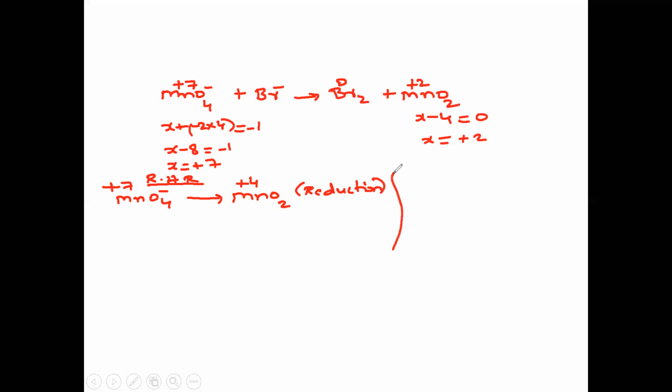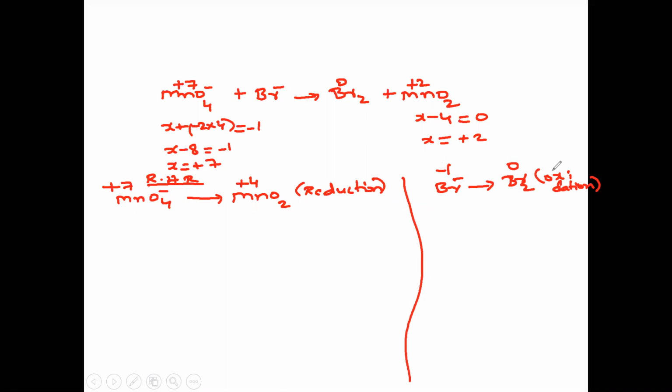Next, in the same way, let us take Br minus, which changes to Br2. This is called oxidation, because -1 changes to 0. So it is called oxidation, because an increase in oxidation number takes place.